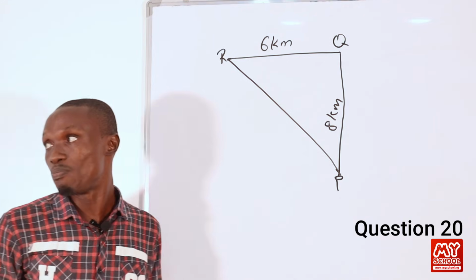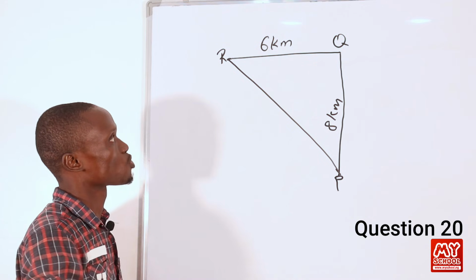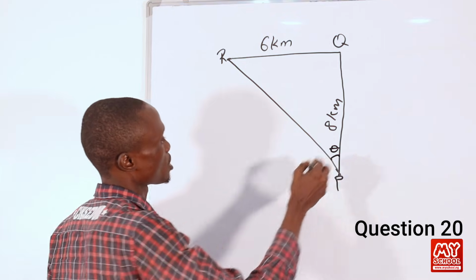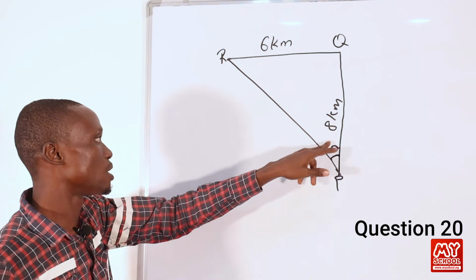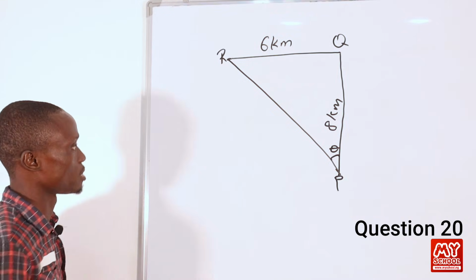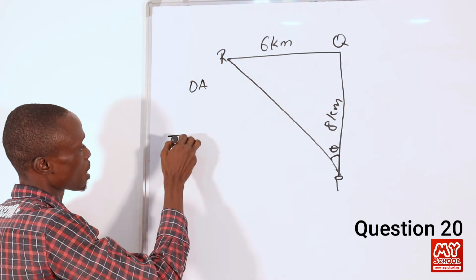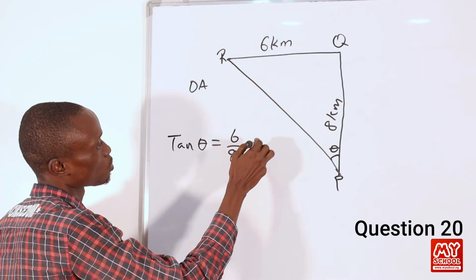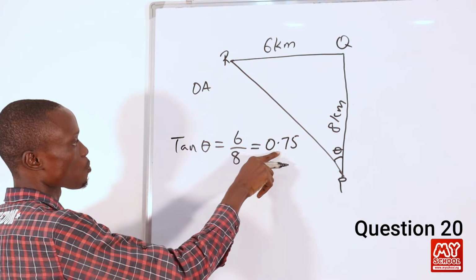So we are asked to calculate the bearing of R from P. Okay, so in order to do that, we must find the angle here. So let's call the angle here theta. So we apply trig ratio. So of course the angle, the side facing the angle theta here is our opposite, while this other side is our adjacent. Okay, so that means we're using TOA, which is tan. So tan theta is equals to 6 over 8, and that will be equals to 0.75. Since we are looking for theta, we have to look for tan inverse of 0.75.